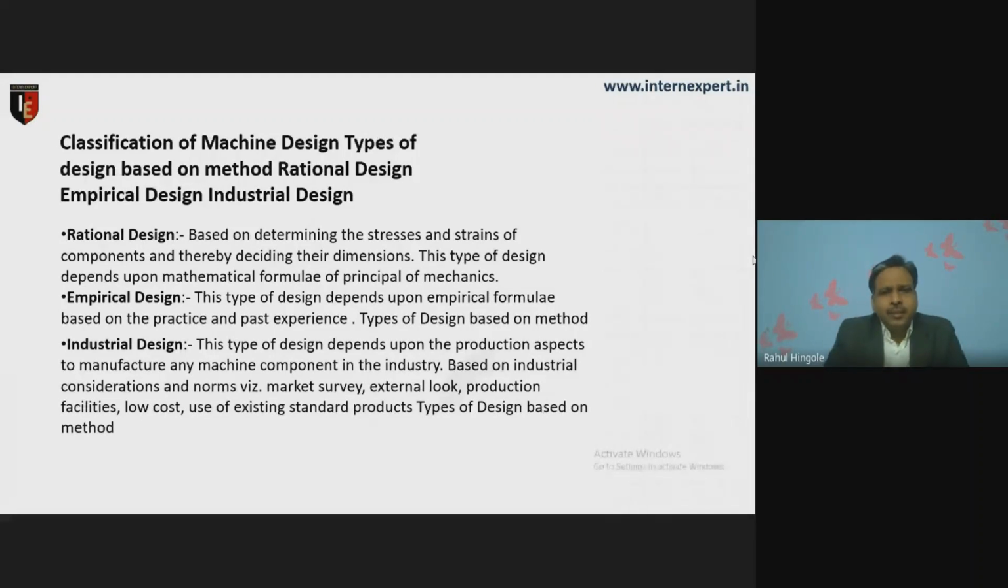Whenever there is a term rational design, it is based on the stress and strains, meaning the load acting on the part. So I am putting the load on this mouse. Again, there is a stress and strain induced in this particular mouse. We are doing the click, right click, left click. So I am operating the load, some Newton of force.